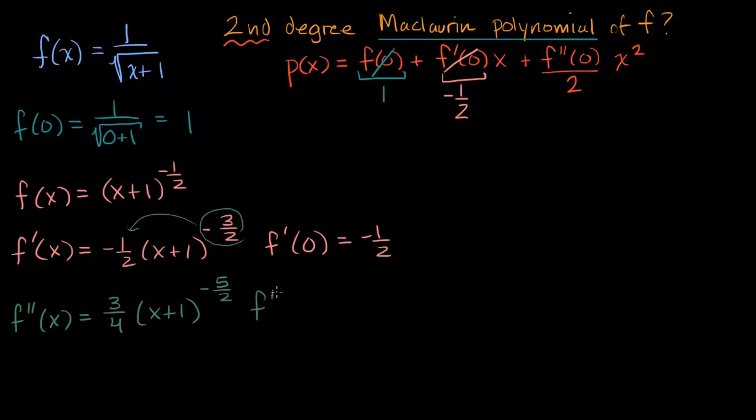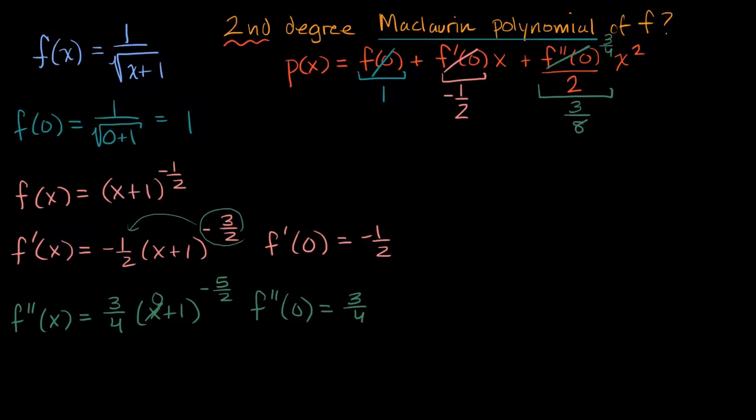And so the second derivative evaluated at 0, well, if this is equal to 0, you're going to have 1 to the negative 5/2, which is just 1, times 3/4. It's just going to be 3/4. So this part right over here is 3/4. And so you're going to have 3/4 divided by 2. 3/4 divided by 2 is 3/8.